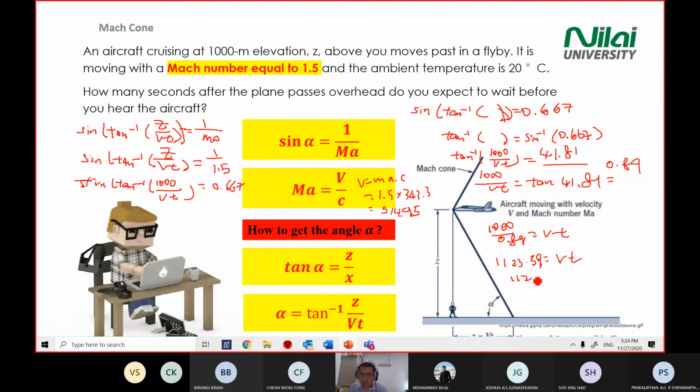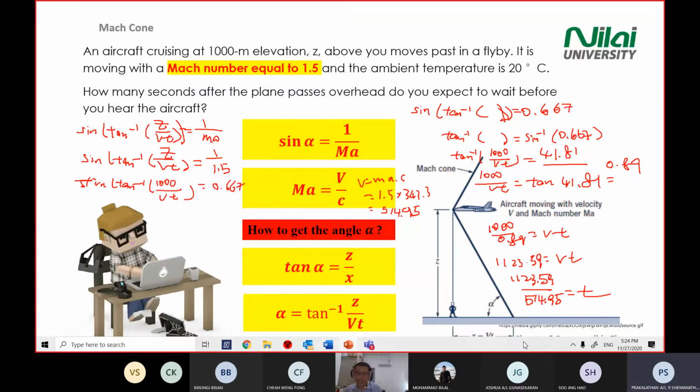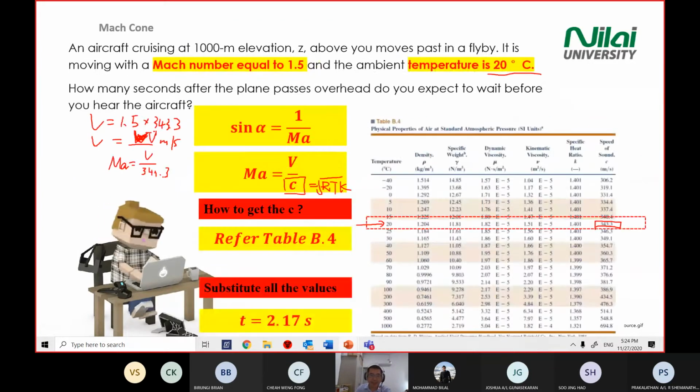So 1123.59 divided by 514.95. You get 2.18. Same. 1123.59 divided by 514.95, 2.18. Answer is 2.18, about. Because just now we did some rounding on the decimal place. Okay, did I explain clearly to you?